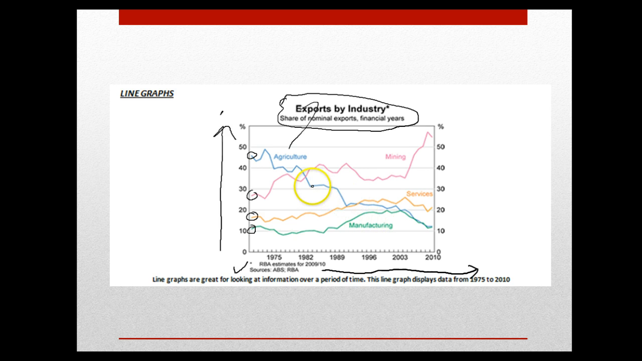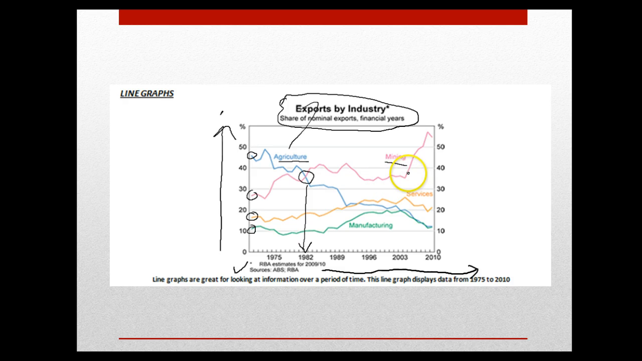Now, what other information can I get from this graph? Well, I can see that prior to this point here, in about 1982, agriculture was the main industry of export. It's the highest line in the graph. I can see that agriculture has decreased as an export industry over time to now it's the lowest. At this point here, what happens? In 1982, mining overtook agriculture as Australia's main export industry.